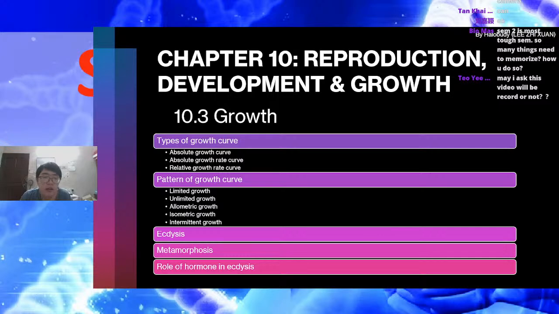Okay, then growth. We already learned reproduction and development, but growth we haven't learned yet. So you have to learn growth now. For growth, you have to know types of growth curve and also pattern of growth curve. These two you have to differentiate properly, types of growth curve and pattern of growth curve, because they appear in the examination but everyone writes it wrongly.